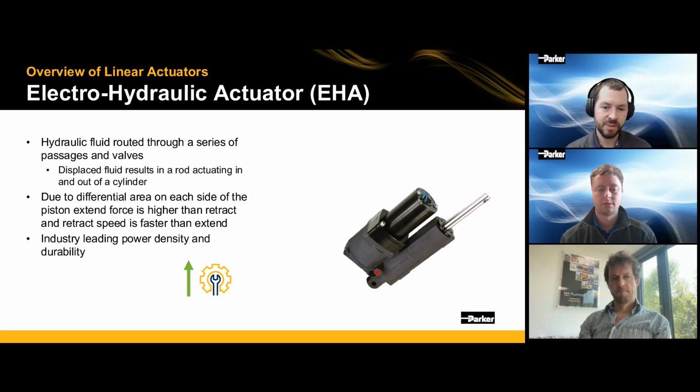Now, one important thing to note on an EHA versus your traditional EMAs is that there is a rod differential in the cylinder. So a mechanical actuator is going to have identical extend and retract velocities and forces. However, an EHA is going to have a higher extend force than retract, and it's going to have a higher retract velocity than extend, sorry.